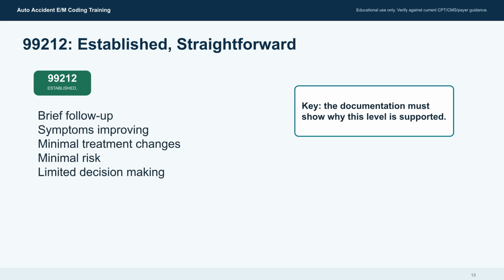A 99212 may be appropriate for a brief, straightforward follow-up visit. For example, the patient's symptoms are improving, there are no new complaints, no significant exam concerns, and the provider makes minimal changes to the treatment plan. The documentation should still support the visit, but the decision-making is simple and the risk is minimal. Reminder, not every follow-up supports 99213 or 99214.